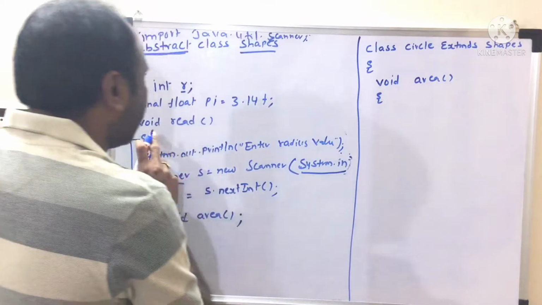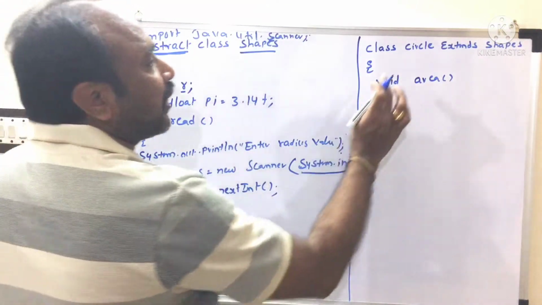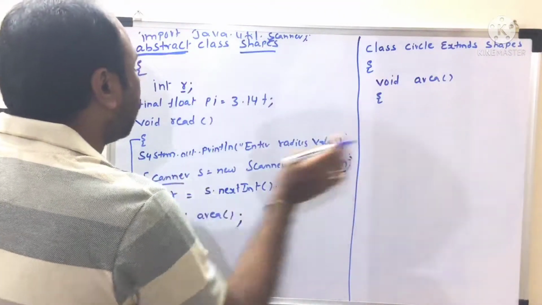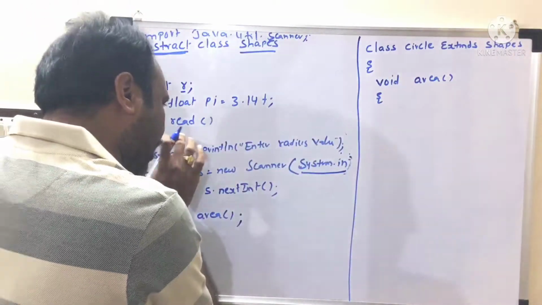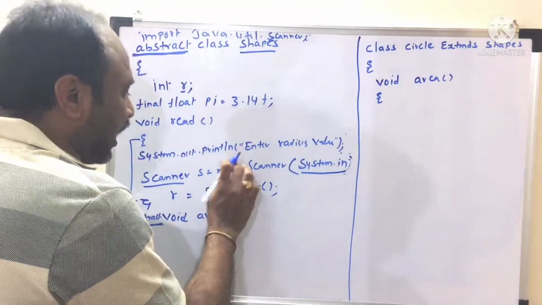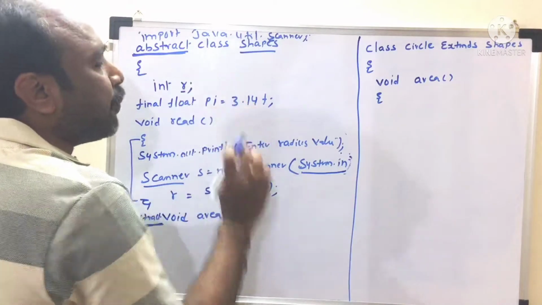Sir, why are you not defining read? Read is not abstract, it is concrete. Because of writing class circle extends shape, I am getting the r value, I am getting the pi value, I will get the read method also. Read method means I am entering the r value. Now I have the radius value, I have the pi value.